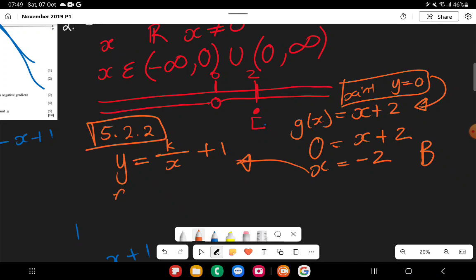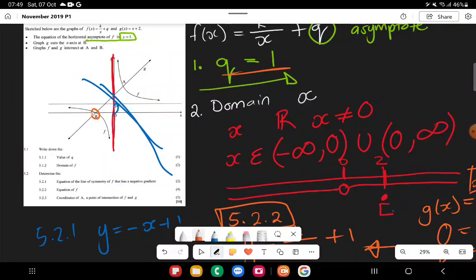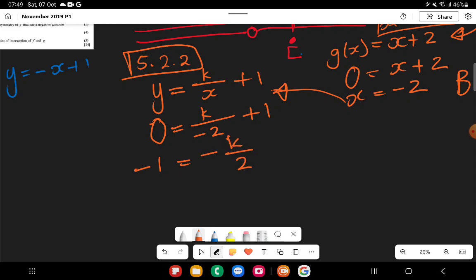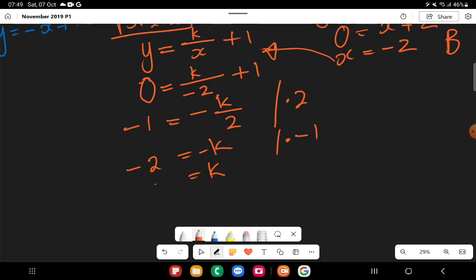0, because it's also, notice, the x-intercept for the f of x, right? So 0 is equal to k over negative 2 plus 1. So what do I do next? I want k alone, right? So I take the plus 1 over, so this becomes negative 1 is equal to negative k over 2. Then I multiply both sides by 2, so negative 2 is equal to negative k, and I multiply both sides by negative 1, so k is equal to positive 2.